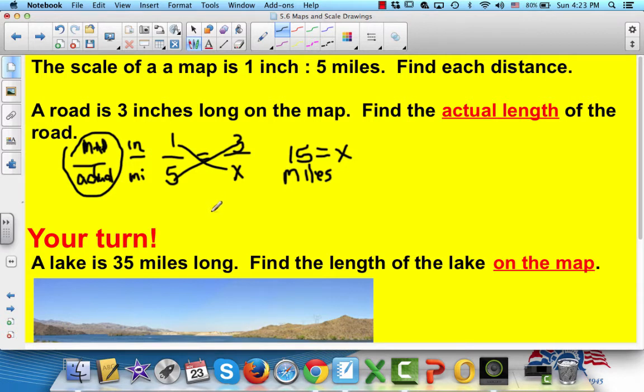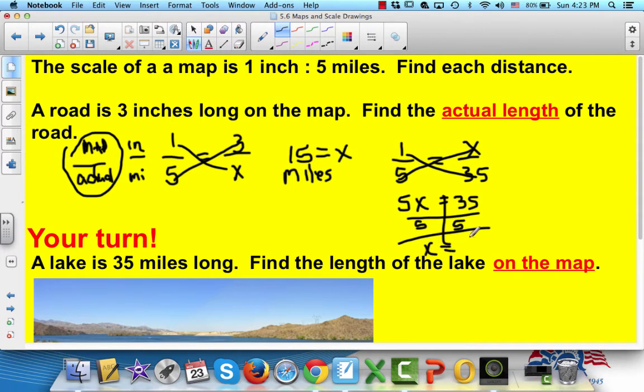Pause the video. Alright, let's see. So we got map and actual. Once again, the scale is 1 to 5, map to actual. Alright, the lake is 35 miles long actually. So that would go on the bottom. Okay, and the x goes on top. So we go 5 times x. I hope you set it up that way. And 1 times 35. Then we divide both sides by 5. And that gives us x equals 7. So on the map, this lake would be 7 inches long.